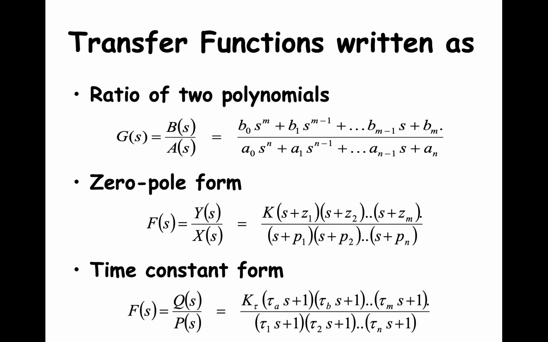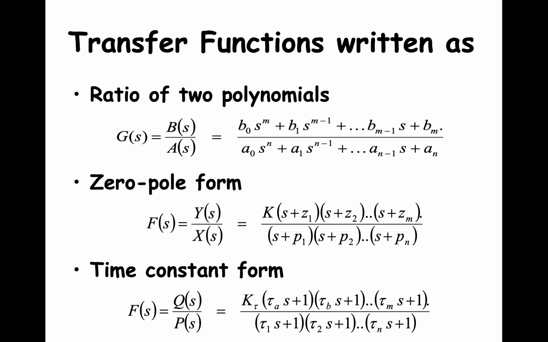Finally, the third form is called the time constant form. We talked about time constants briefly when talking about the fluid heater process. We will talk about time constants more later in the semester. This time constant form can be written if all of the roots of the polynomials in the numerator and denominator are real roots. Then the zero pole form can be modified into the time constant form.